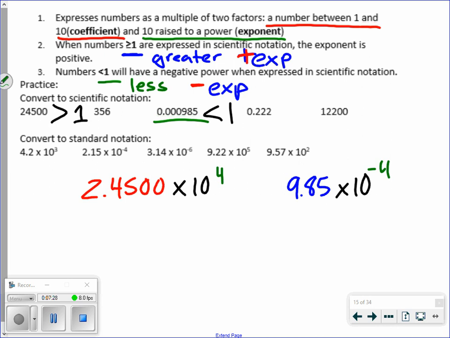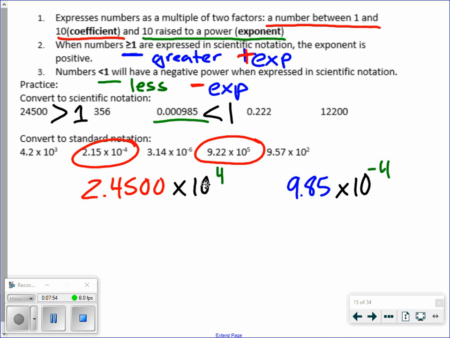Alright, so now let's do the opposite. I think going from scientific to standard is even easier, in my opinion, because it gives me all the information. Let's do the first one, and then I'm going to have you do this one and this one on your paper, and I'll come around and check. Then we'll get started with our homework.